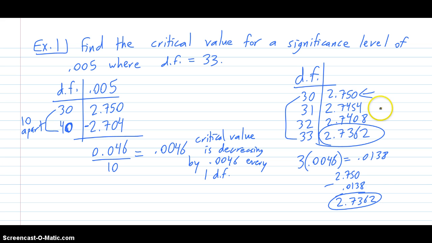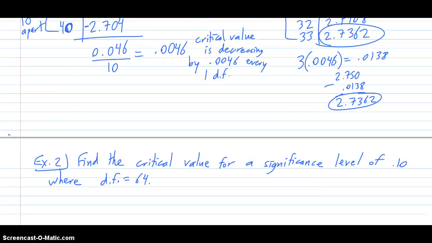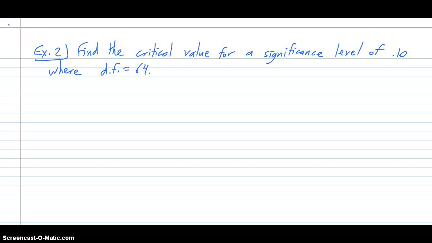I like to do things one at a time, so I might do it the first way, but the second way is probably a little bit of a shortcut for you. Okay? Let's try another one, see if you really got it. Find the critical value for a significance level of 10%, 0.10, where the degree of freedom is 64.